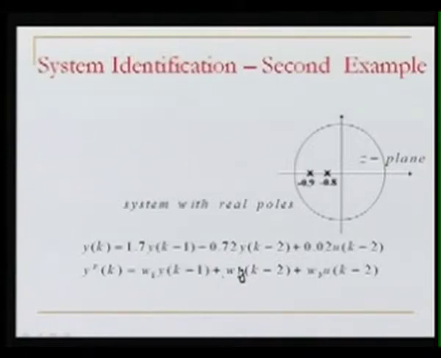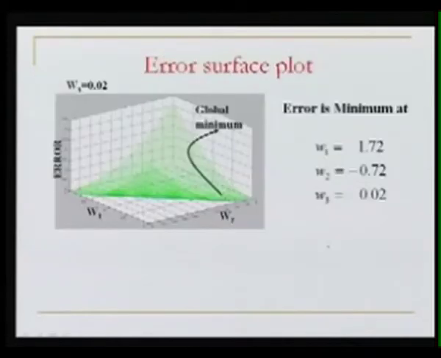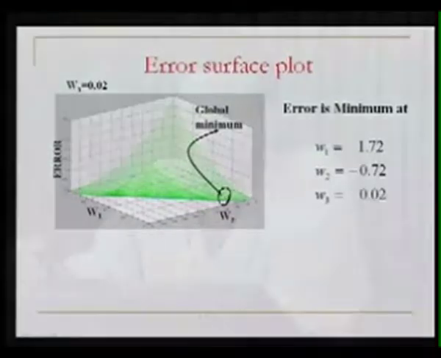When I do that, I finally get these exact values: w1 converges to 1.7, w2 converges to minus 0.72 and w3 converges to 0.02. So, the error is minimum at w1 equal to 1.7, w2 equal to minus 0.72 and w3 equal to 0.02. The error surface looks like this, and here is your global minimum.